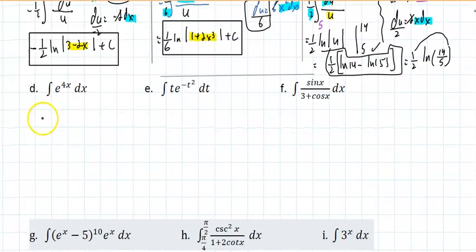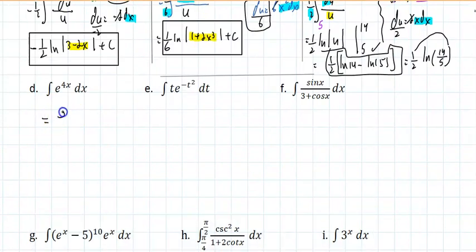D, well, if I really don't want to use the u sub, that's e to the 4x. When I take a derivative, I multiply by 4. When I take an antiderivative, I divide by 4. That simple.